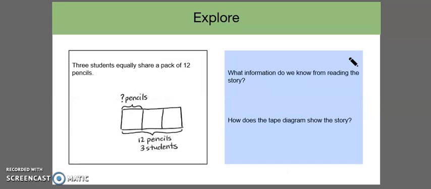So in this example, 3 students equally share a pack of 12 pencils. Here's the diagram, and we have some questions. What information do we know from reading the story? How does the tape diagram show the story? So pause the video, think about looking at the diagram, this visual, and see if you can answer the questions. We're going to compare your answers to the one I provided, and we're going to move on shortly.